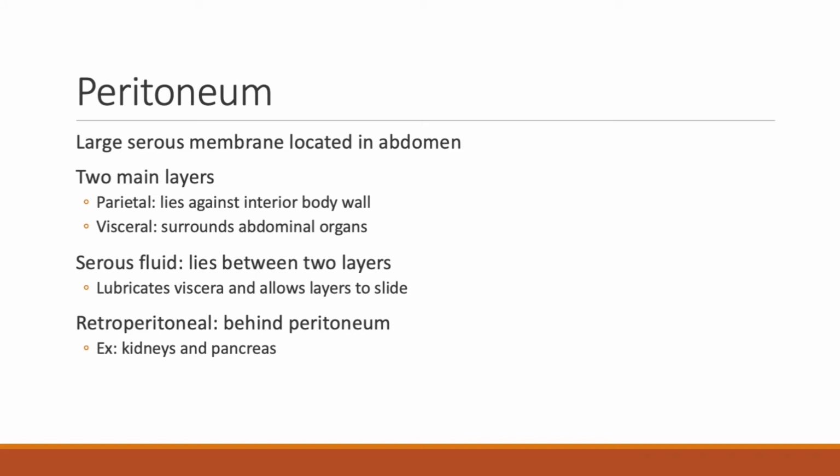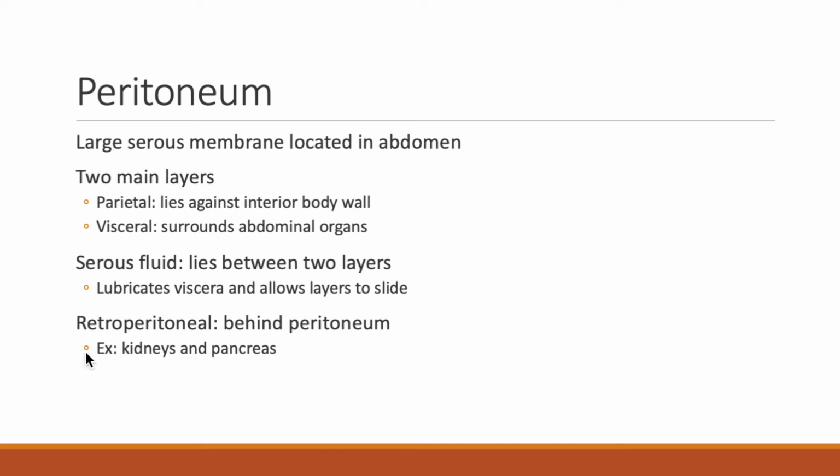The peritoneum is the large serous membrane located in the abdomen. There's two main parts. On the next slide, there's a diagram, so hang in there with me. Parietal lies against the interior body wall, and then the visceral surrounds your abdominal organs. You have serous fluid that lies between the two layers, which lubricates it and allows it to slide. Without that, it would get too hot and it would rip.